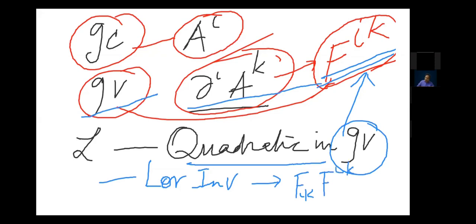We already know this, right? And some time back I gave you a problem also to find out what is the value of this quantity, and the answer is 2 times (B² minus E²). Okay, so this is the value of this, and this is of course a Lorentz invariant quantity. It is also quadratic in the generalized velocity. F_ik is the generalized velocity.